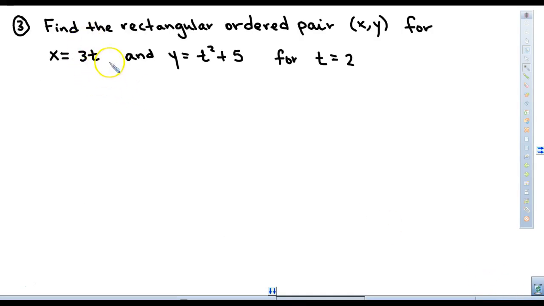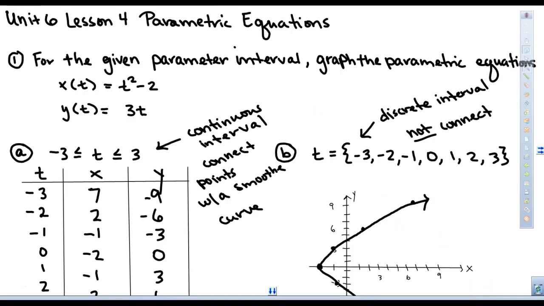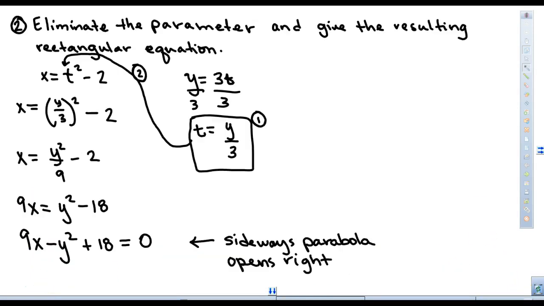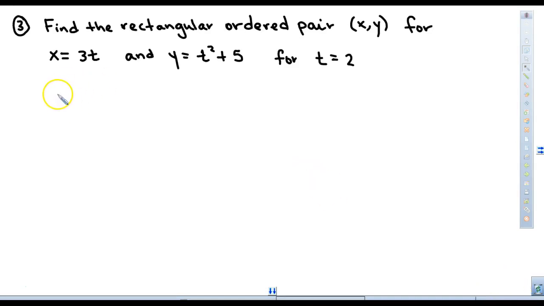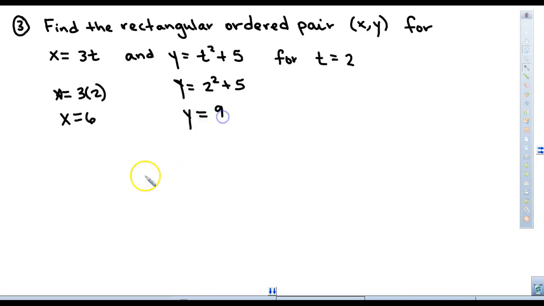Now, look at number 3. It says, find the rectangular ordered pair in the form of xy for this pair of parametric equations when t is 2. Well, that's really the same thing you were just doing a while ago when you made a table. It's just that with your table, you had a whole bunch of values for t. Here, you're only going to have just one t value, but you do the same thing. You just put 2 in the place of t, and you simplify. So it's really not difficult. It's just a matter of knowing what to do. Okay, so your ordered pair is 6, 9.